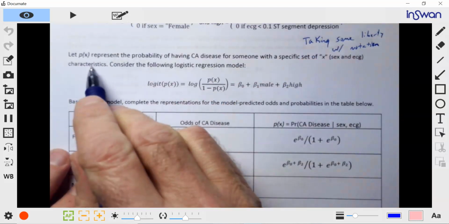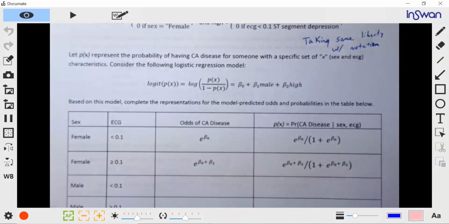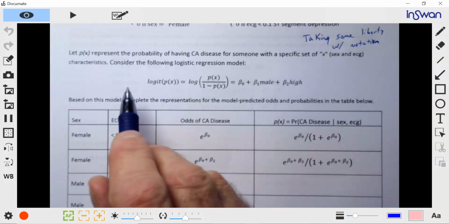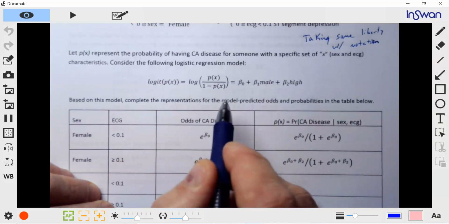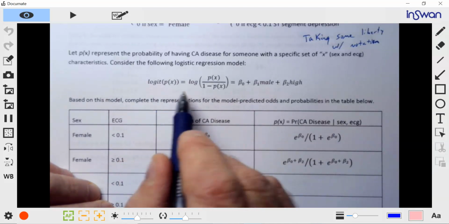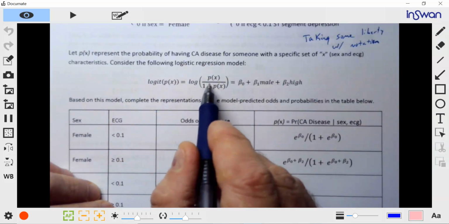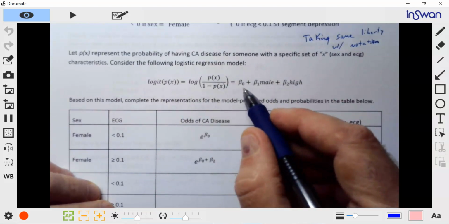I'm just going to call it P of X when I really have two X variables, sex and ECG. So that's considered a following logistic regression model. Remember, the linear model was modeling the logit of P of X, or the log odds, P of X over 1 minus P of X.